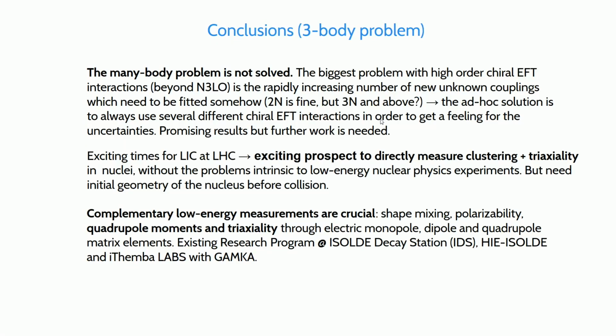So, conclusions: three-body problem. We have a three-body problem. First, although Dean and Benjamin tried to sell us the story that it is solved and everything is okay, we have a big problem with E2 matrix elements, with quadrupole moments, with B(E2) values, where we don't really converge, depending. There are many effective field theory interactions. As my friend Kai Hebeler said, the biggest problem with the high order chiral effective field theory interaction is the rapidly increasing number of new unknown couplings, which need to be fitted somehow. 2N is fine, but 3N is more difficult.